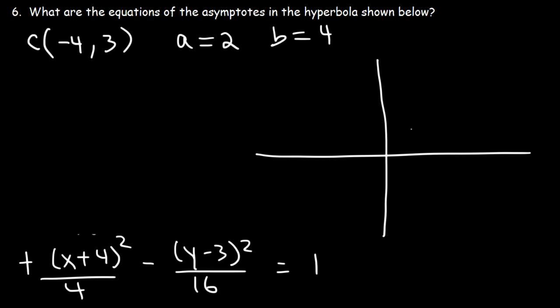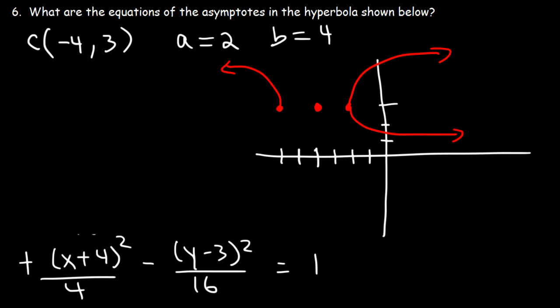So let's go ahead and graph it. So the center is at negative 4, positive 3. Now a is 2, and the graph opens to the left and to the right. So let's travel 2 units to the left, and also let's plot the point 2 units to the right. So the graph is going to open this way, and it's going to open this way.